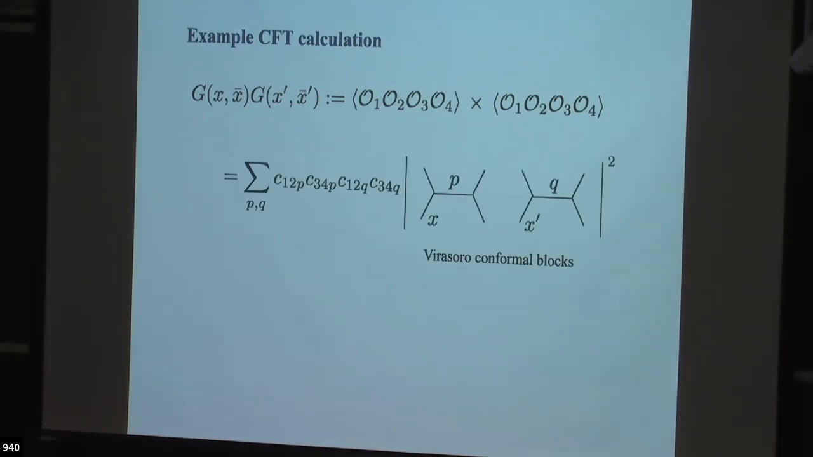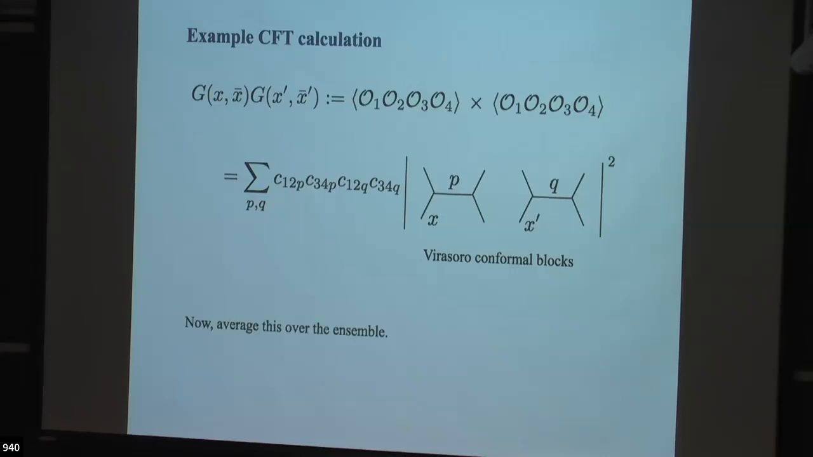First step: expand in conformal blocks. You can take any CFT 4-point function and expand it in conformal blocks. I called one of them the sum over primaries P, and the other the sum over primaries Q, and then I just put them all into one big sum. The expansion in conformal blocks has OPE coefficients, and then it has the conformal blocks, which are some ugly special functions.